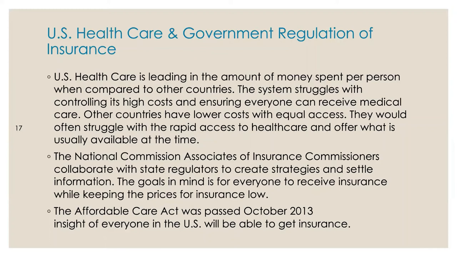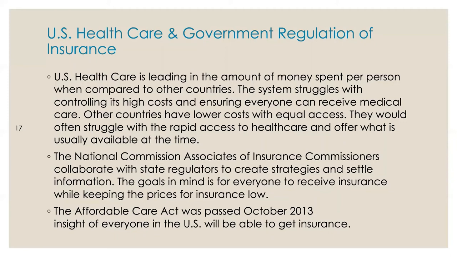They often struggle with rapid access to healthcare and offer what is usually available at the time, meaning that US healthcare has a tendency to just offer fast, quick treatment, despite some people needing longer care, longer financial issues, and just struggling with everything in general when it comes to pricing and medical care. The National Association of Insurance Commissioners collaborates with state regulators, and they come up with strategies and information in hopes to keep everyone happy, prices low, and able to afford insurance and receive it.